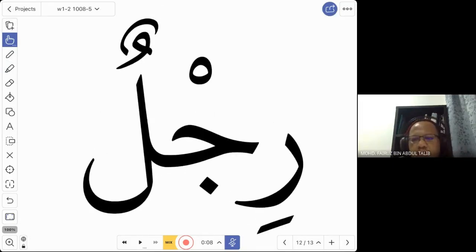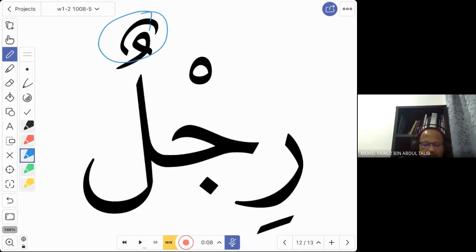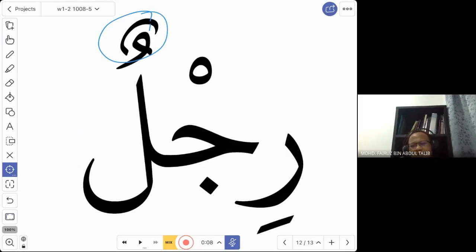Okay. Now we have this word. Dalili. Iqra'i dalili. Rijlun, mashallah. Or you can skip the lam and you just say rijl. Rijlun or rijl. Does anyone know what is a rijl? Aha, this is our leg.